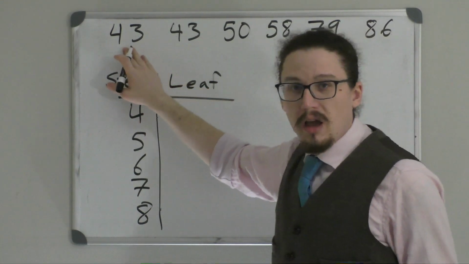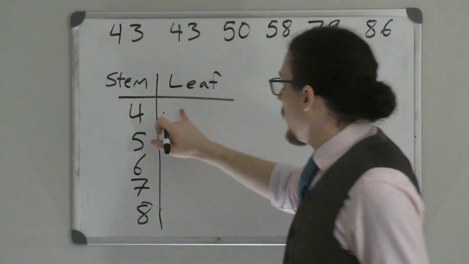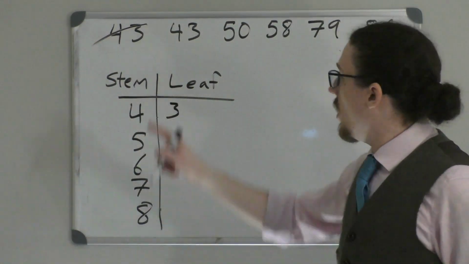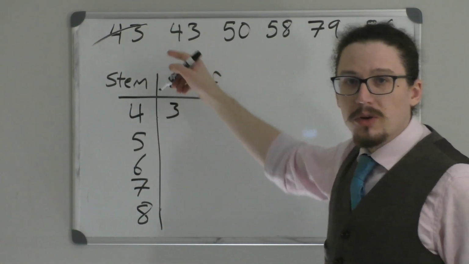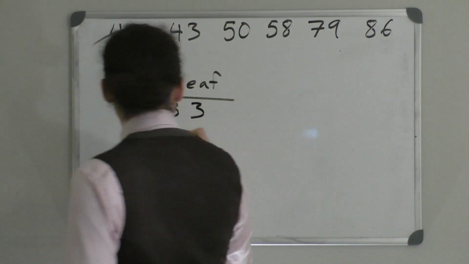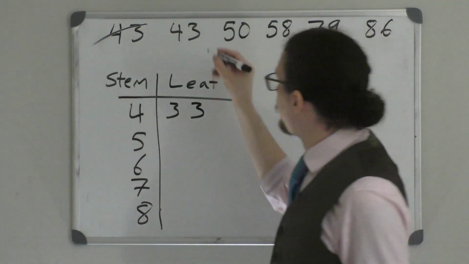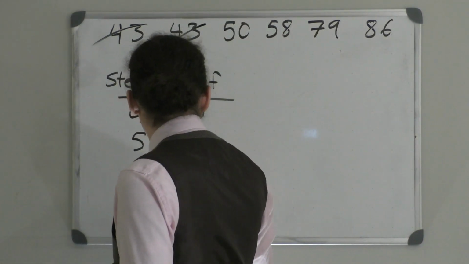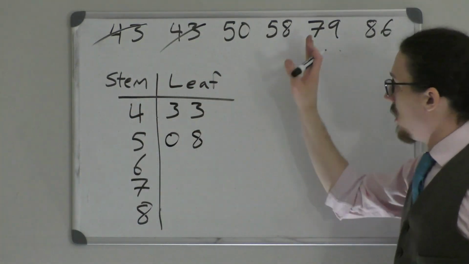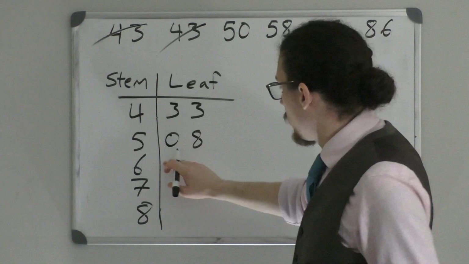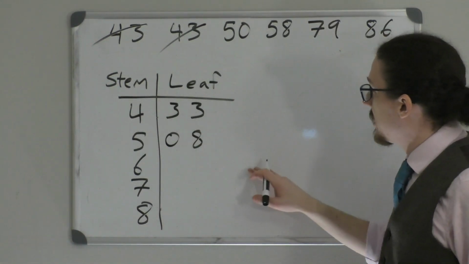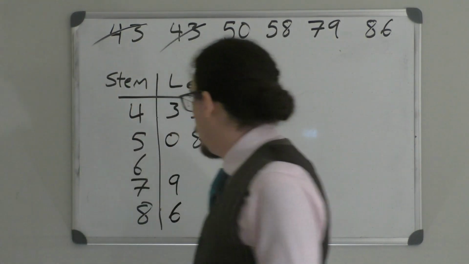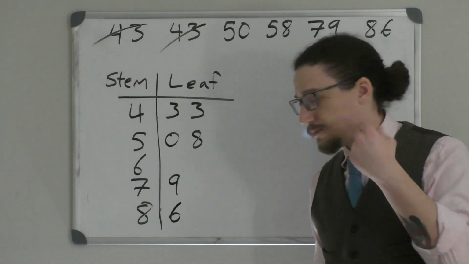Starting at the lowest number, 43. It's in the 40 stem, and then we're going to have a 3. So that one is taken care of. We have another 43, so we're going to put another 3 in the leaf in the 40s. Then we move on to 50, so that's a 0, and 58, that is an 8. We get to the 60s, we don't have anything, so we're going to leave that blank. Then we move on to 79 in the 70s, and 86 in the 80s, we have that 6.